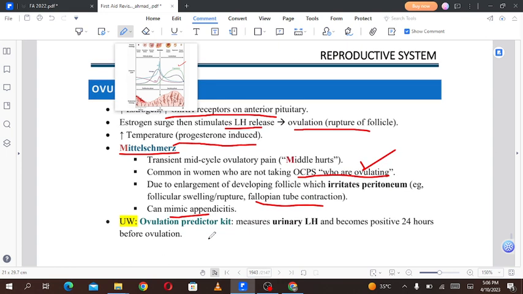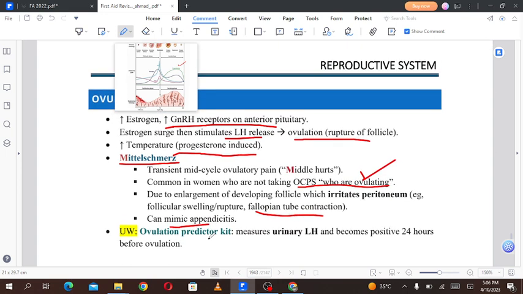UWorld point: the ovulation predictor kit measures the urinary LH and becomes positive 24 hours before ovulation. So it is a good thing that you are measuring your LH, and 24 hours before ovulation it will become positive, and then you know what you have to do. You can decide then. So the ovulation predictor kit measures the urinary LH and becomes positive 24 hours before ovulation.